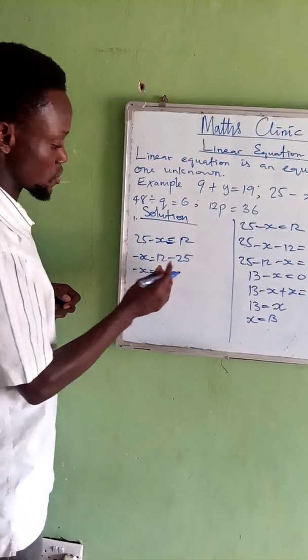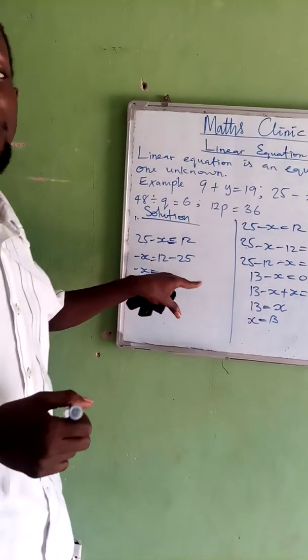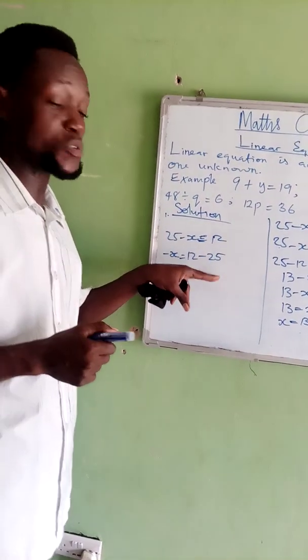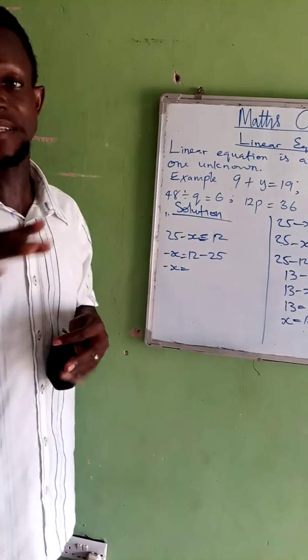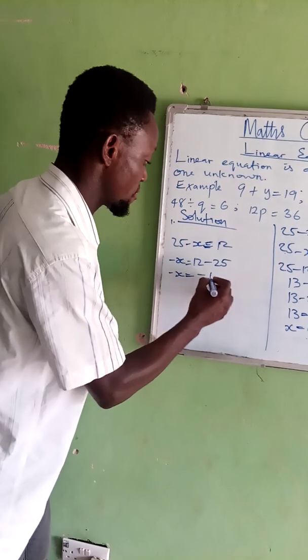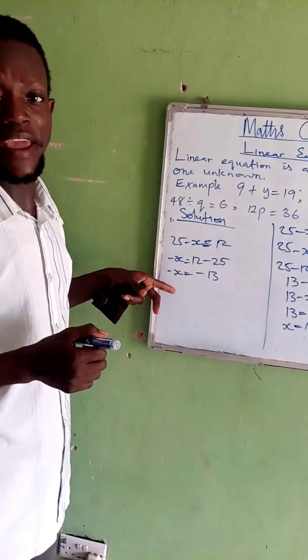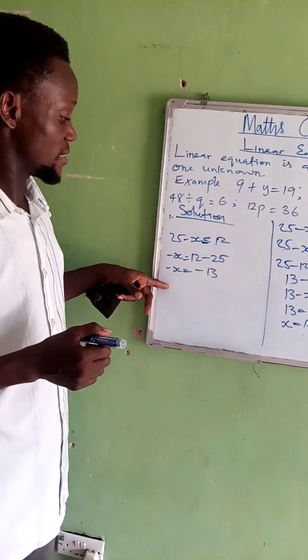Minus x equals 12 minus 25. This is a lesser number, and we want to take away a greater number. The result will actually give you a negative lesser number, which will be minus 13. Okay, minus 13. Now we are looking for the value of x and not minus x.